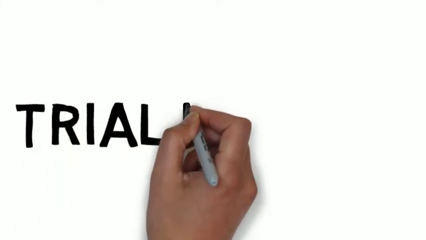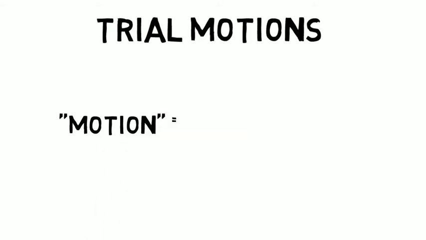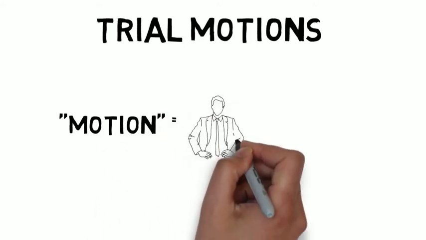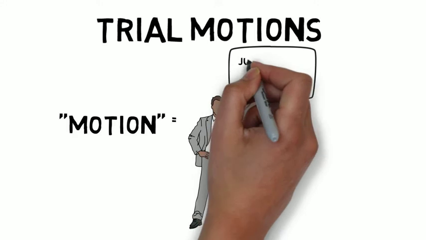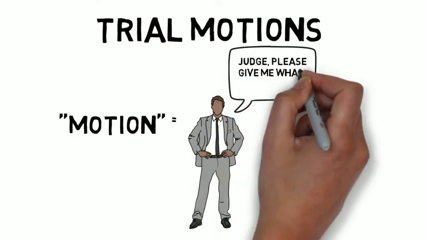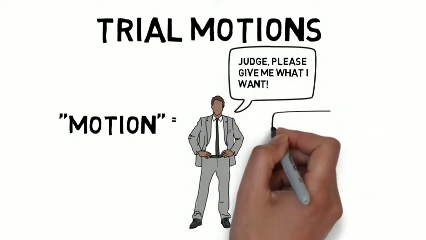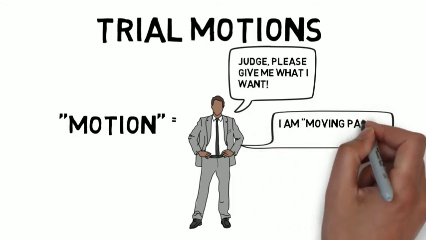Let's talk about the wide world of trial motions. A motion is just a fancy way of asking a judge to do something. Parties can file a motion requesting just about anything they want from the judge. The party filing the motion is called the moving party.